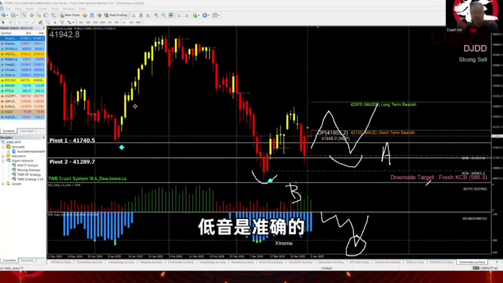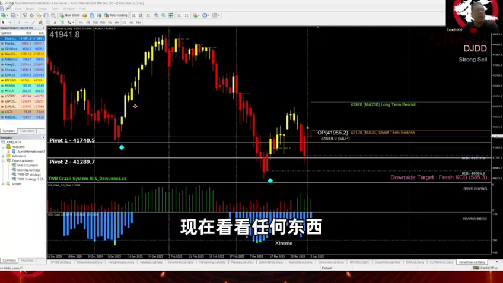High is not accurate. The low is accurate. And then you just play around with it. All right. So if you look at one more card, you can look at anything right now. Now is my favorite thing.